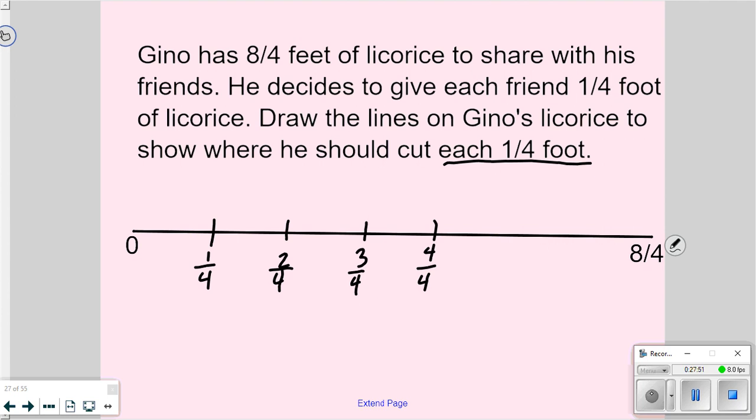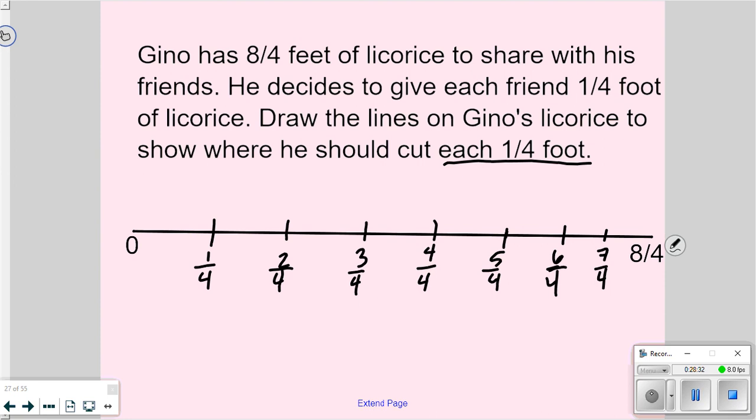Bryson, turn around. What is friend number 5 going to get? What fraction would that be? What fraction is that, Huxley? 5/4. Means this is 6/4. Pretend this is even. 7/4. 8/4. How many friends did he have? Carl? 8.